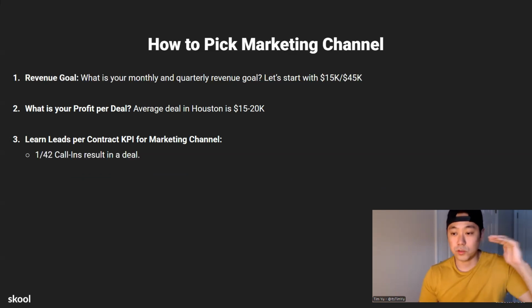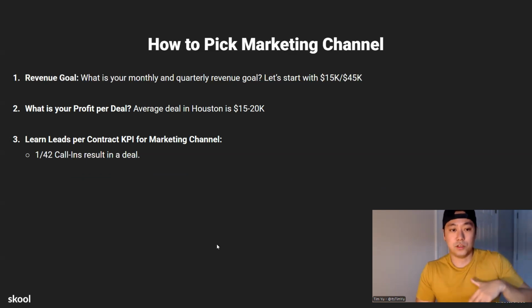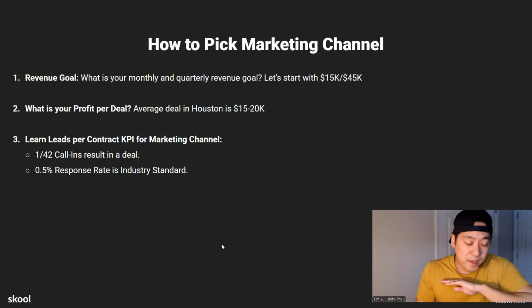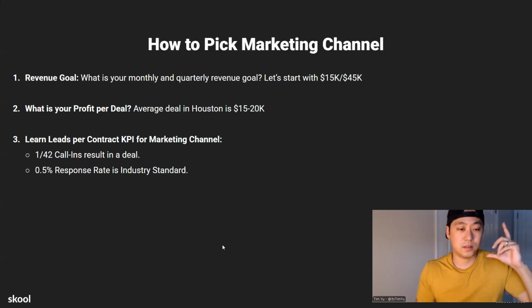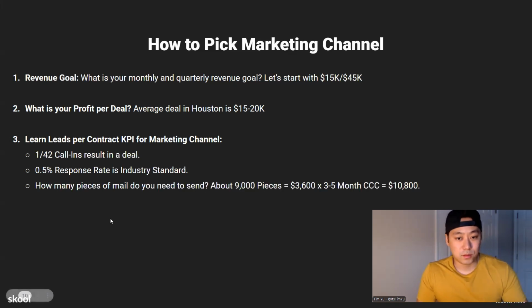And then we're going to use direct mail because that's the last slide we talked about, right? So out of every 42 people calling you back on a direct mail campaign, one of those deals will become a contract based off the industry standard. So you want to base everything off industry standard. There's a 0.5% response rate for real estate direct mail. So based off these numbers, how many pieces of mail do you need?